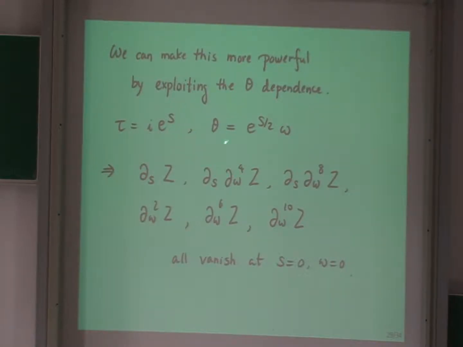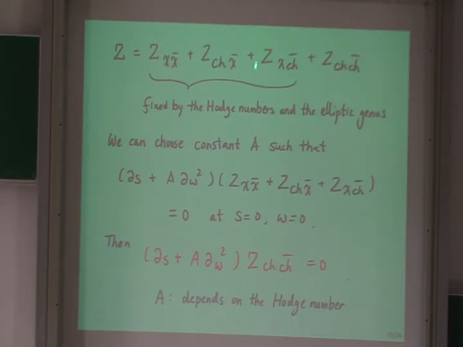Here we can exploit the theta dependence. So we parameterize tau and theta in this way and looked at a similar kind of derivative operator which should vanish by the modular invariance, and looked at its consequences. In the interest of time, I would like to skip the detail, but the idea is that, again, we would like to put a bound on this non-BPS sector. This is the half BPS sector, the quarter BPS sector. These are completely fixed by Hodge numbers, and they're essentially fixed by the elliptic genus, modulo non-generic situations.